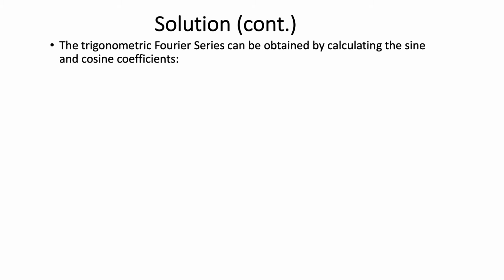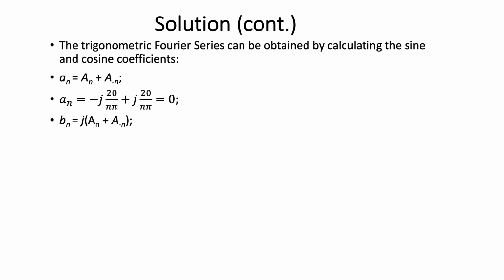The trigonometric Fourier series can be obtained by calculating the sine and cosine coefficients. An equals Cn plus C minus n. So therefore we have An equals minus j20 over n pi plus j20 over n pi, equals 0. Bn equals j times Cn plus C minus n. Therefore we have Bn equals 40 over n pi.